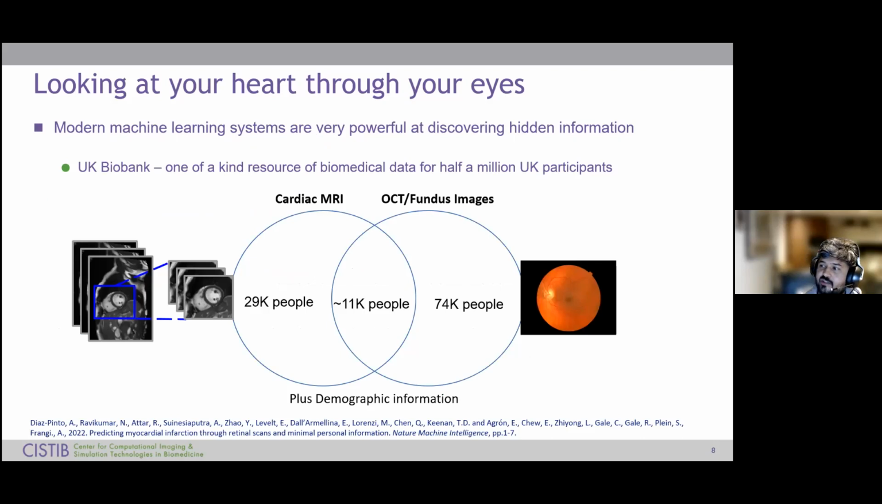But the question is, where can you find such a nice data set of cardiac MR images, patient metadata, and their retinal images for all the same subjects and at scale for a large number in a population? Luckily, the UK is one of the few places in the world where such a data set is available. So the UK Biobank is a large-scale biomedical data collection initiative that's been running since, I think, 2006 or 7, if I'm not mistaken, and has collected biomedical data for about 500,000 participants in the UK.